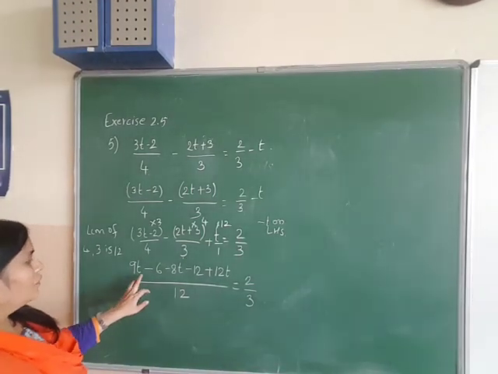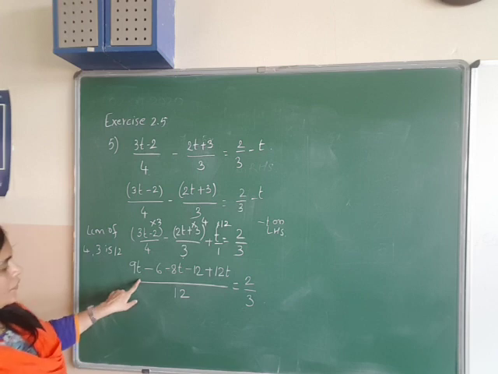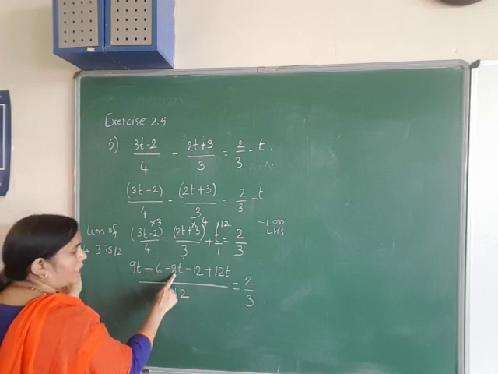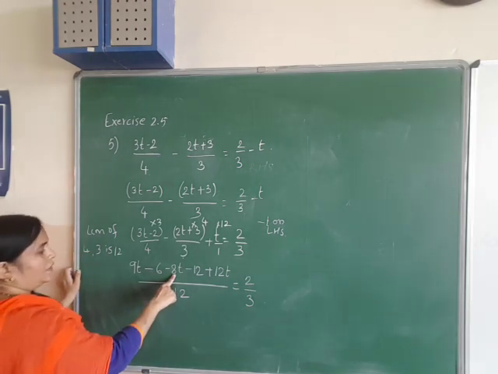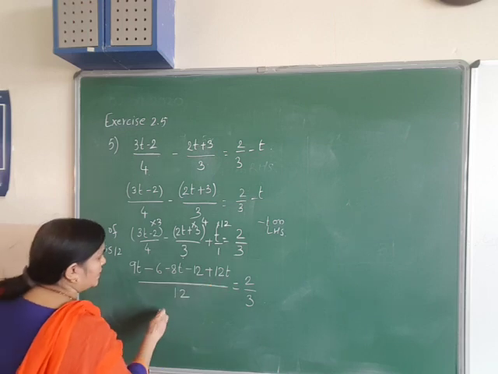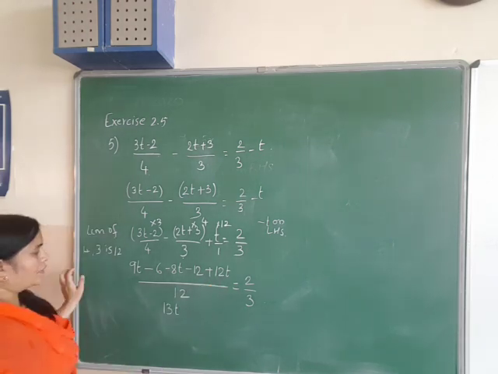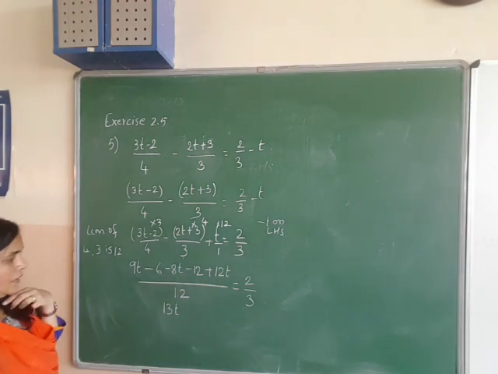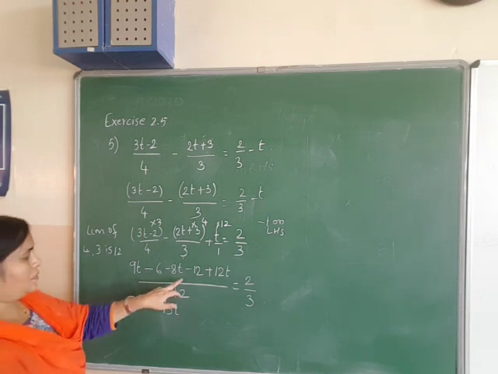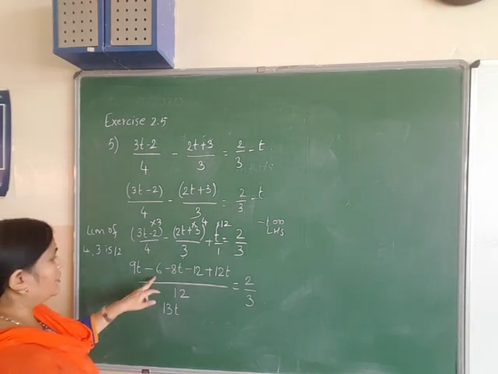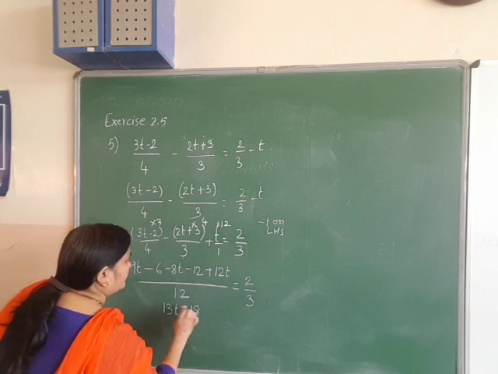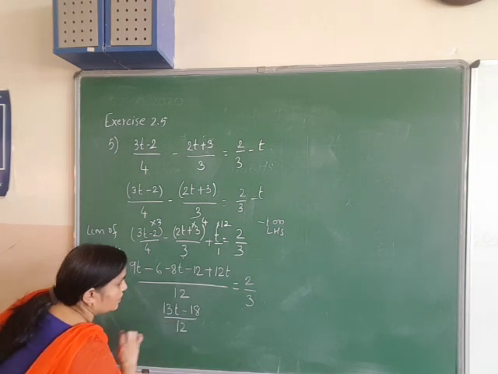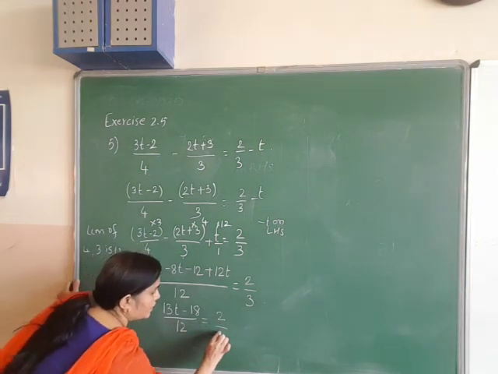So now the variables, add the like terms. 9t minus 8t is t, plus 12t is 13t. 9 minus 8 is 1, 1 plus 12 is 13, so 13t. Next, minus 6 minus 12 is minus 18. Then divided by 12 is equal to 2 by 3.